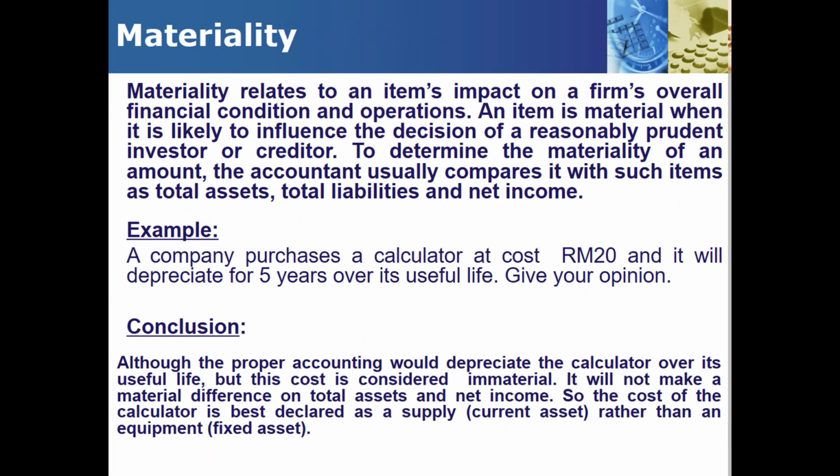Example: a company purchases a calculator at cost RM20 and it will depreciate for 5 years over its useful life. Give your opinion. Conclusion: although the proper accounting would depreciate the calculator over its useful life, this cost is considered immaterial. It will not make a material difference on total assets and net income. So the cost of the calculator is best declared as a supply, current asset, rather than an equipment, fixed asset.